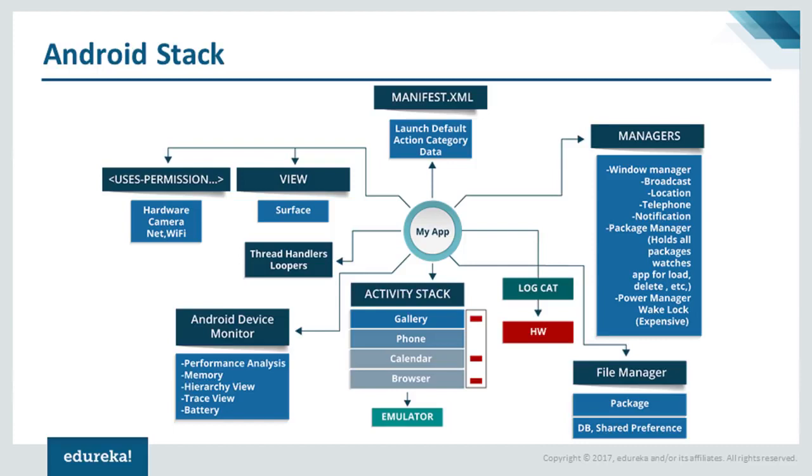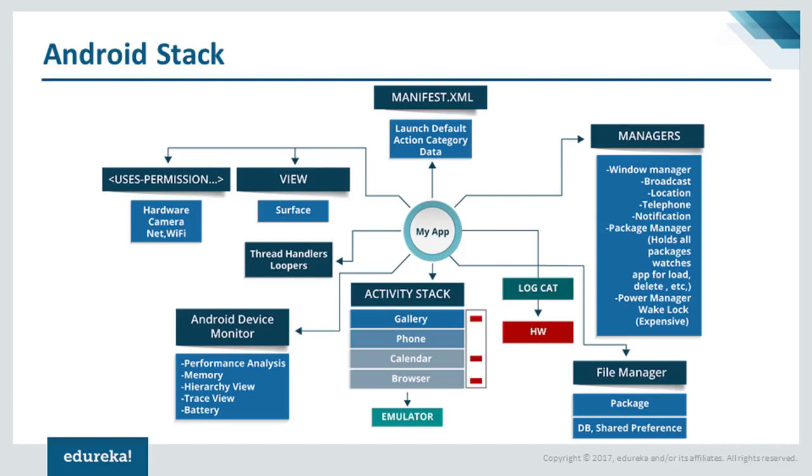The default launcher means your main activity, and the action is the name of the activity. The category is whether it is the launcher or the default or whatever is being stored. And the data in turn will have the schema of the activity. Don't worry about it. I'll be going deeper into it when we start writing the programs. All that is being stored in the manifest.